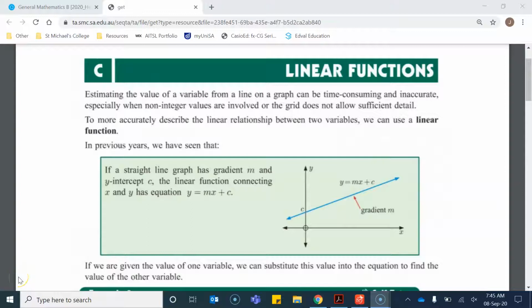So this is chapter 12C related to linear functions. Now I'd like you to note this stuff as I work through it, so then you've got it in your notebooks so later on when you work through the questions you can look back on these notes.